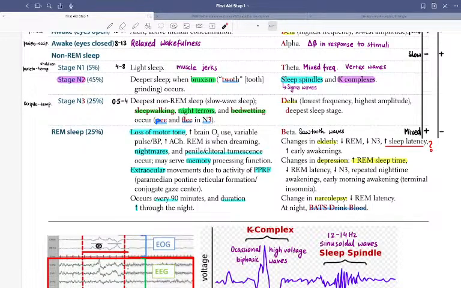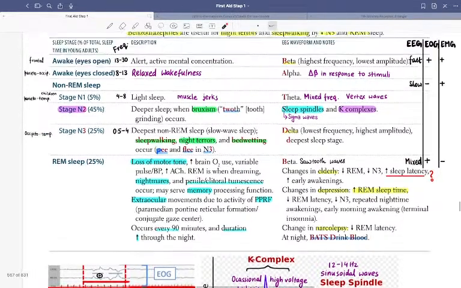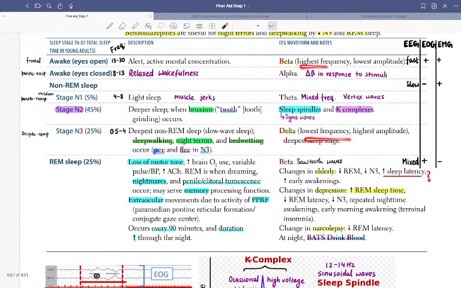N3: sleepwalking, night terrors, bedwetting. This is delta wave, the deepest stage of sleep. Beta was the highest frequency, this is the lowest frequency. B and D look like similar letters, so it is just the opposite: lowest frequency, highest amplitude. N3: sleepwalking, night terrors, bedwetting. D for delta, D for deepest sleep.